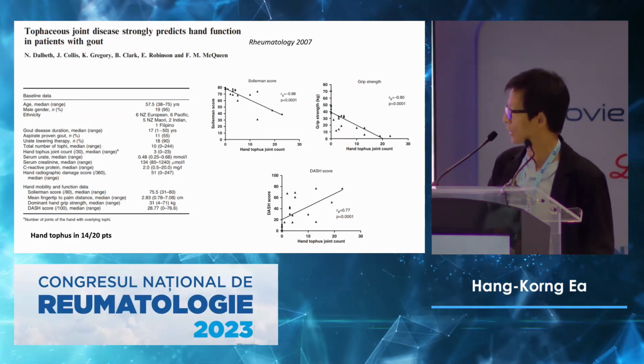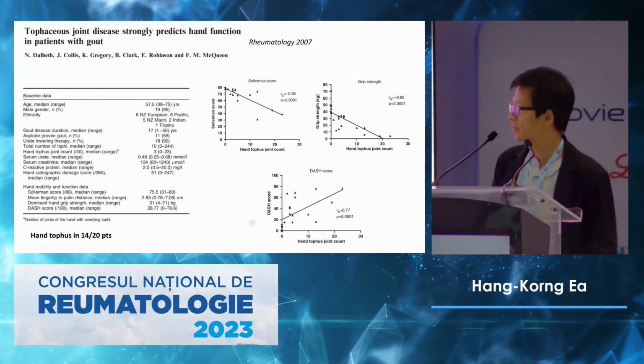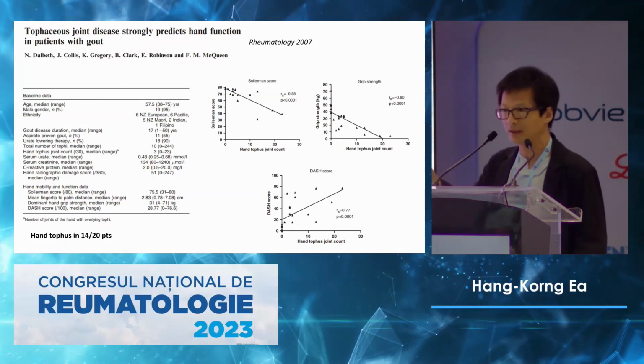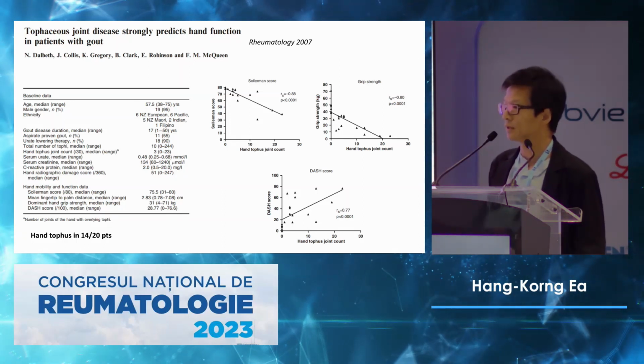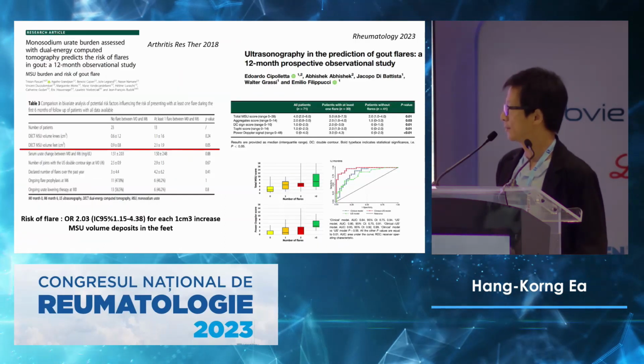This is the questionnaire. The DASH questionnaire is the Disability of the Arm, Shoulder and Hand assessment, and we can observe that the presence of the tophus is completely correlated with the loss of function.